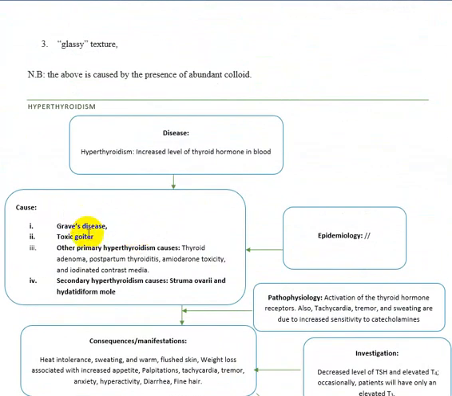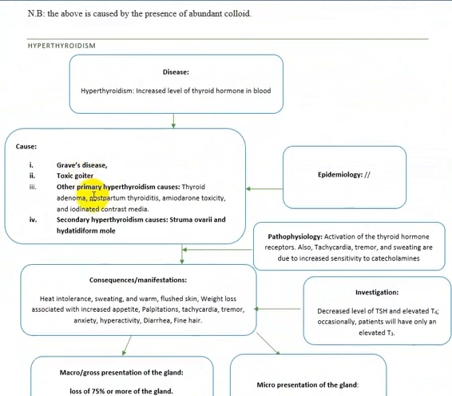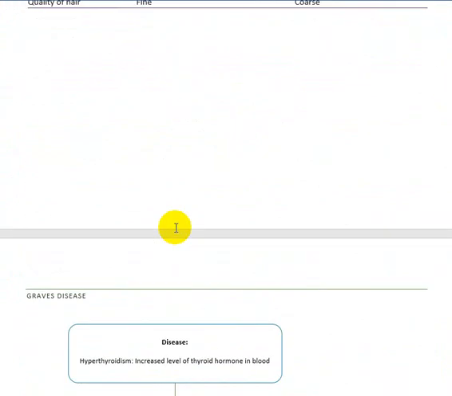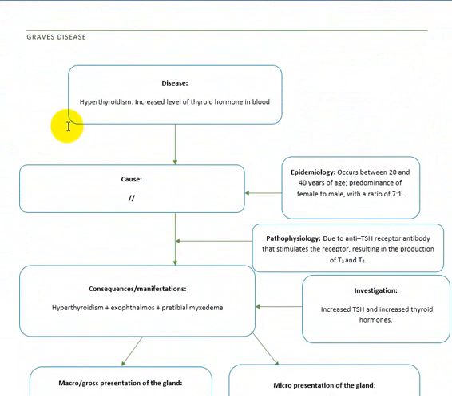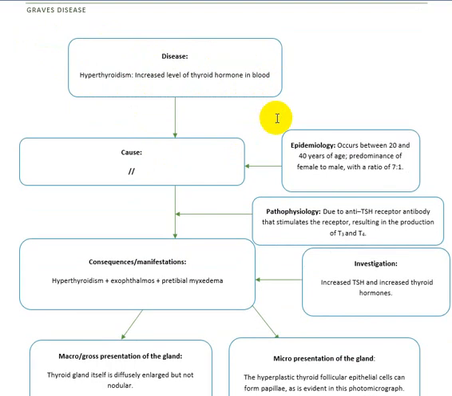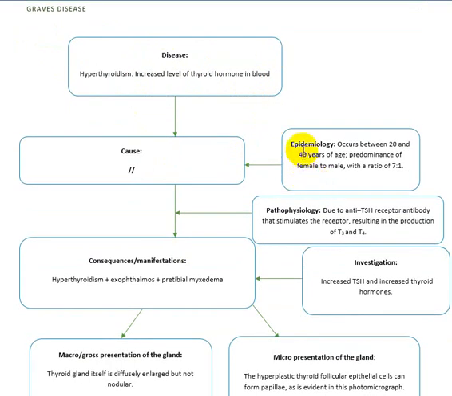Now, with Graves' disease, you're going to say that it's an intermediate cause. So, Graves' disease is going to have all the characteristics of hyperthyroidism. So, we have Graves' disease here. Now, hyperthyroidism, increased level of thyroid hormone, due to autoimmune disorders. So now the pathophysiology, epidemiology first: Graves' disease occurs between 20 to 40 years of age.